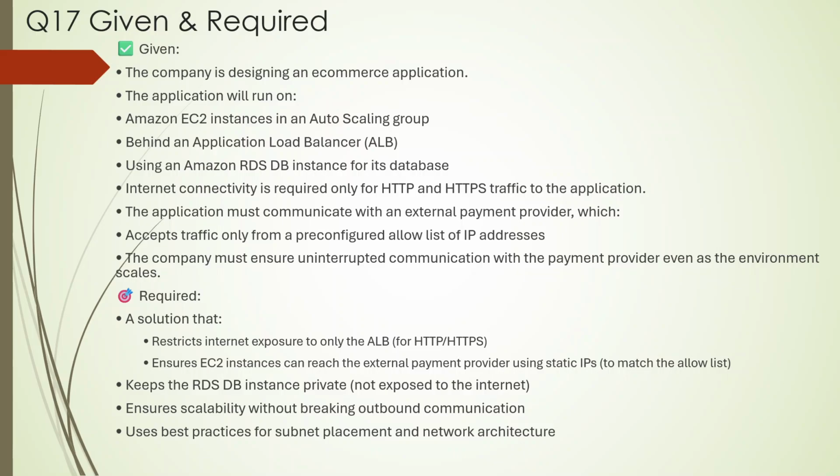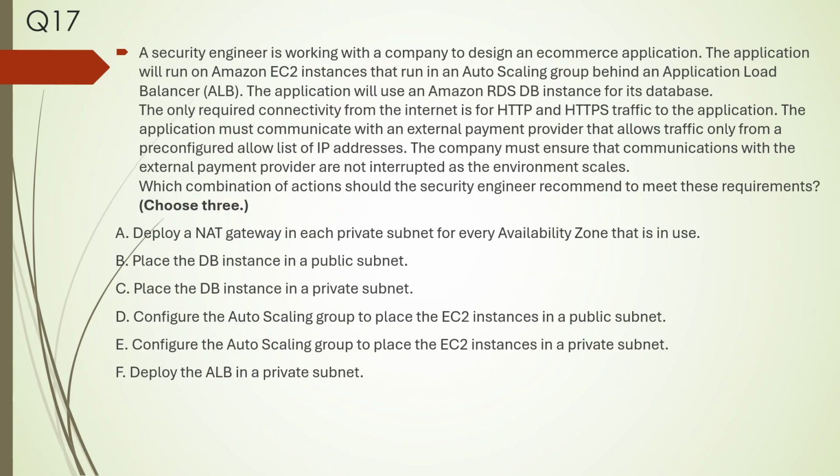The company must ensure uninterrupted communication with the payment provider. You require a solution that restricts internet exposure to only the ALB, ensures that EC2 instances can reach the external payment provider using a static IP, keeps the RDS DB instances private, ensures scalability without breaking the outbound communication, and uses best practice for subnet placement. So you are to choose three.